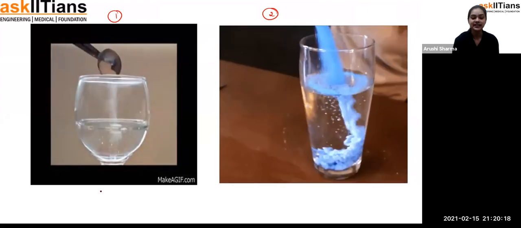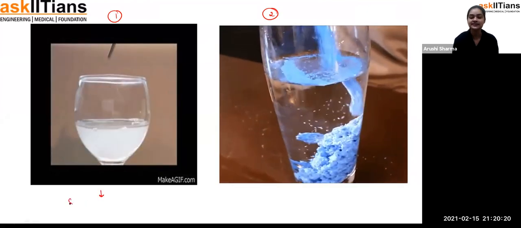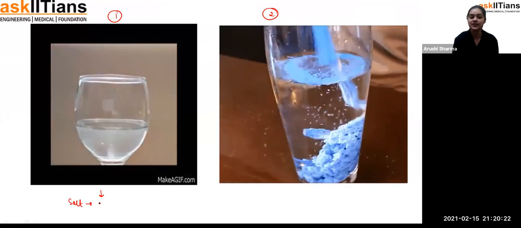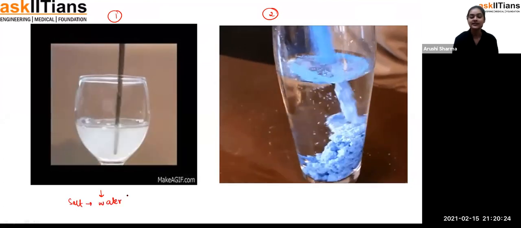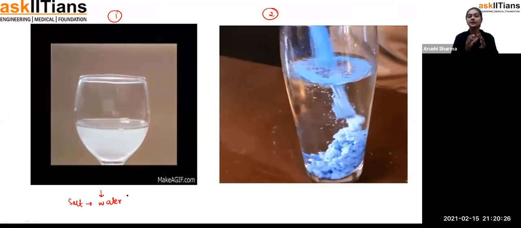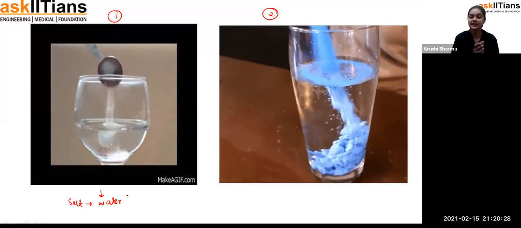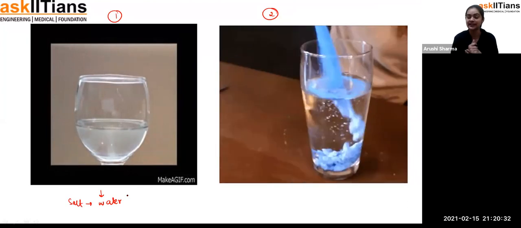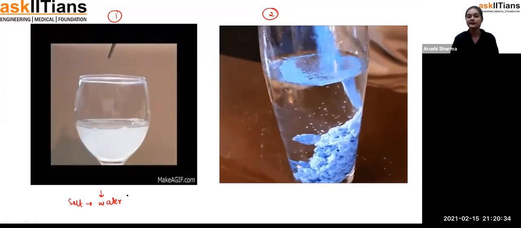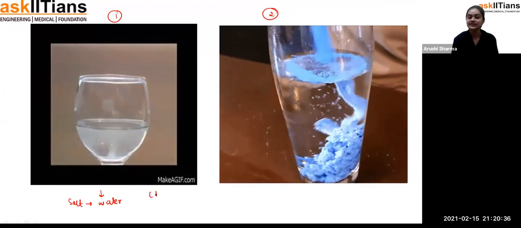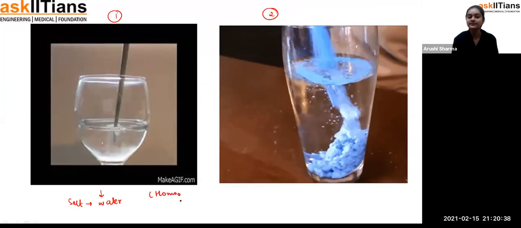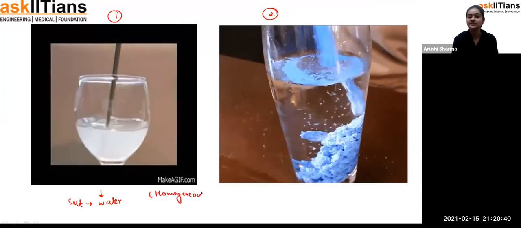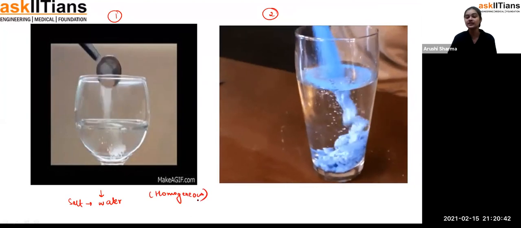If you can see here, in this picture a person is adding salt into water. When the salt gets dissolved in water, we are not able to see whether salt or any other substance has been added into it because it is completely soluble in it. Fine, so this is a type of mixture which we call a homogeneous mixture.